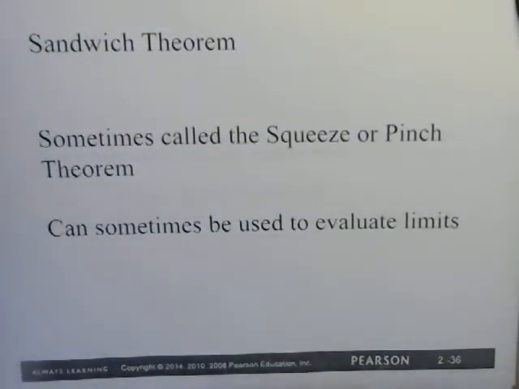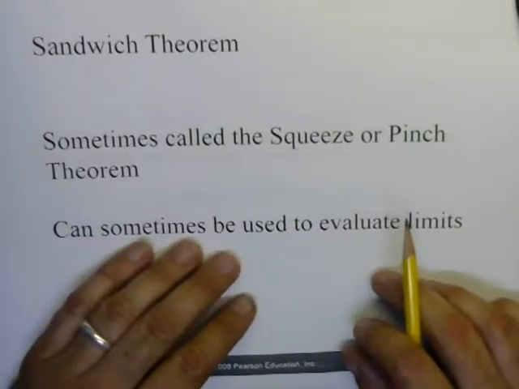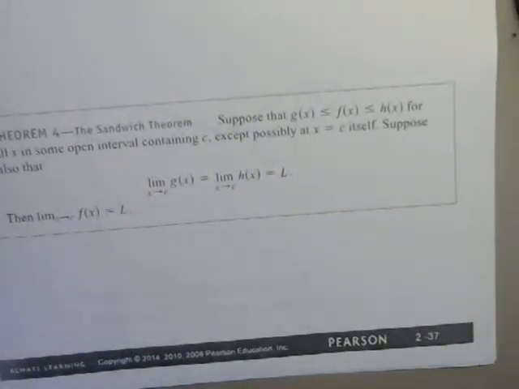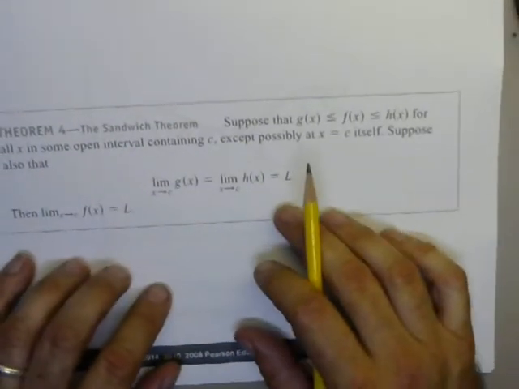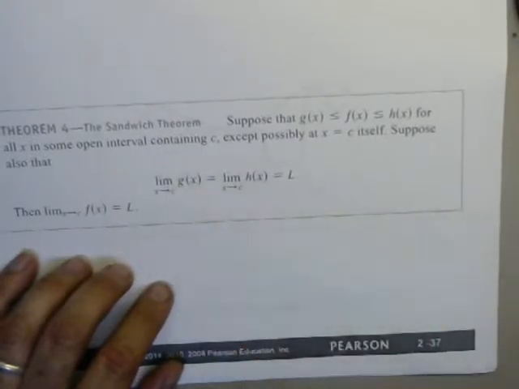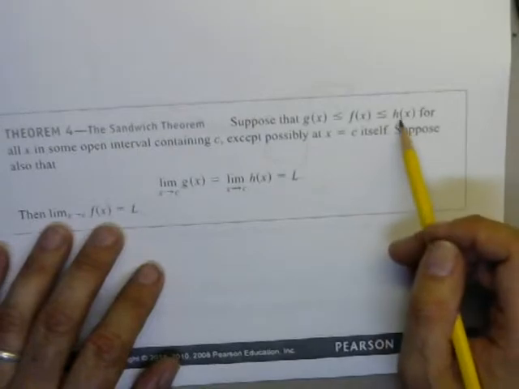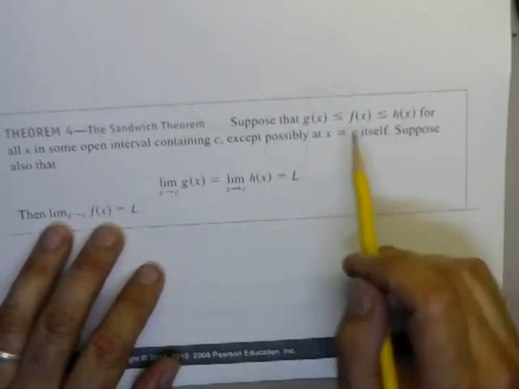If that doesn't work, think of the sandwich theorem or squeeze theorem as sort of a secret weapon you can use as a last resort. Sometimes it'll work and sometimes it won't. But if you can't think of anything else to do, try the sandwich theorem. Basically what the sandwich theorem says is, suppose you've got some function f of x that's sandwiched between h of x and g of x.